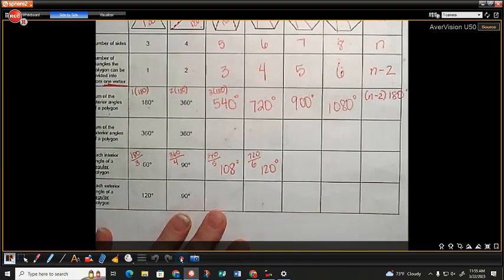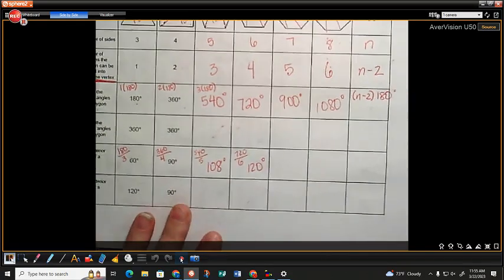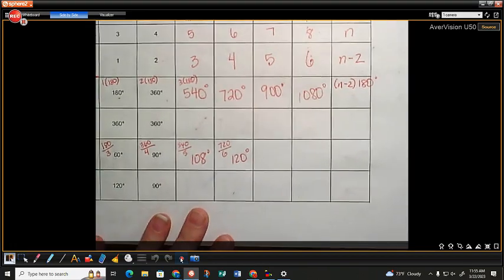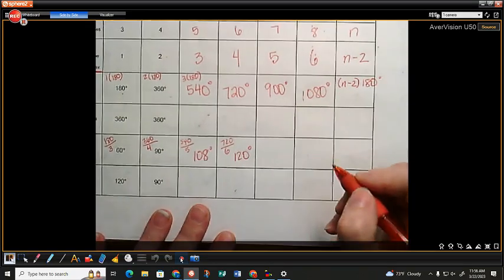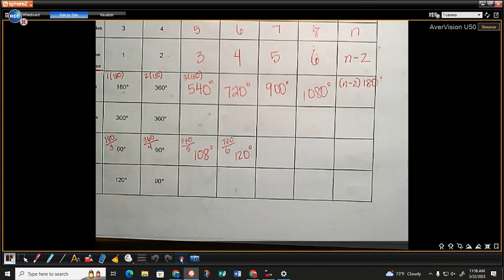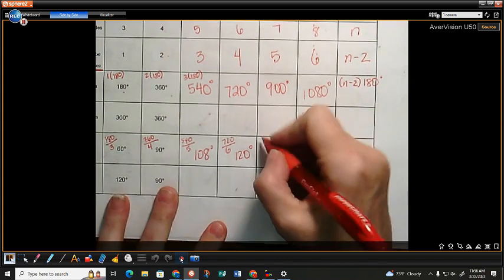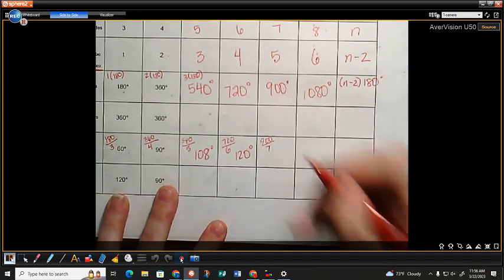Probably like 100. Probably like 120, or is it actually 100? 120? Commit, y'all. Oh, for the heptagon! Dominic looks excited about the heptagon. We've got that 900 degrees divided by 7 angles.